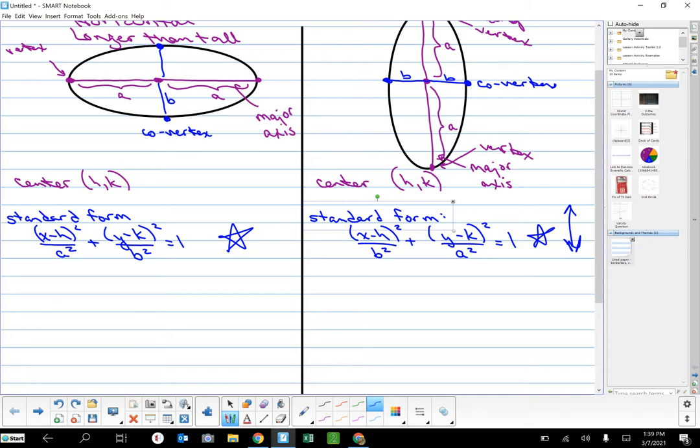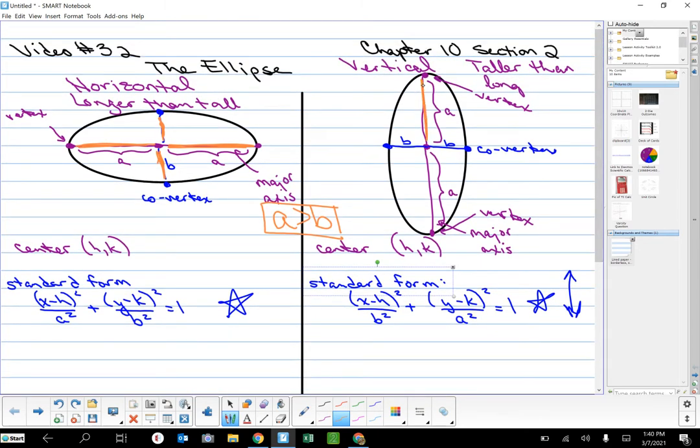Now, there's something else you need to know for these, and that is that a is always greater than b in an ellipse. That's going to happen all of the time. And that makes sense, right? In the horizontal one, this a distance is clearly bigger than this b distance. In the vertical one, this a distance is clearly bigger than the b distance. That's always going to happen. a is always going to be bigger than b.